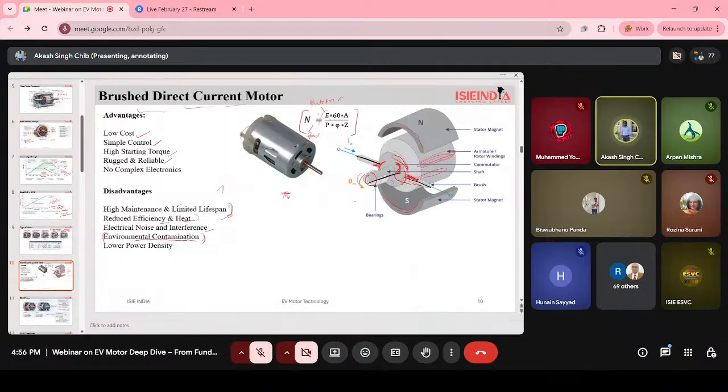Okay, E is the back EMF, 60 is the seconds to minute, and A is the number of parallel paths. Number of parallel paths means the slots you have seen in the motor back. These are the number of parallel paths, and P is the number of poles.